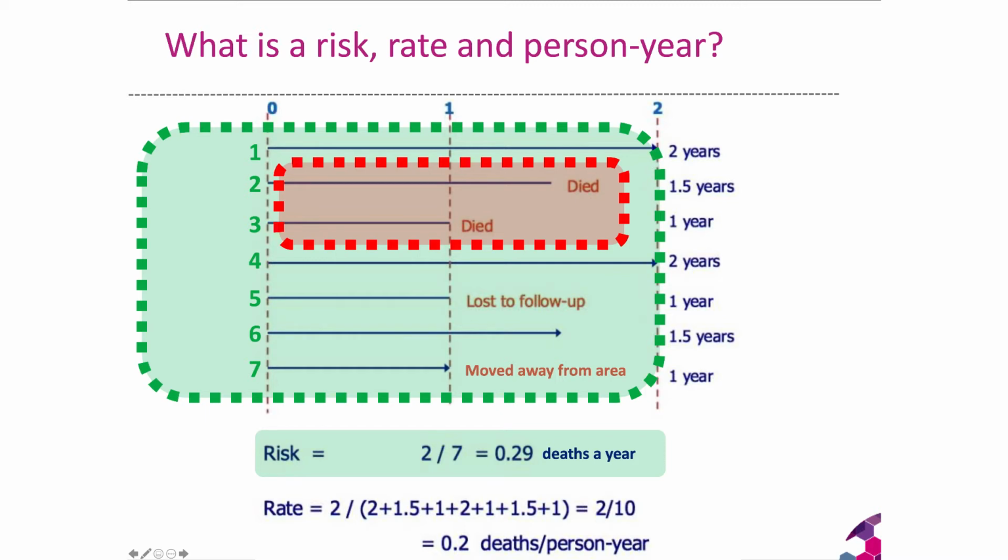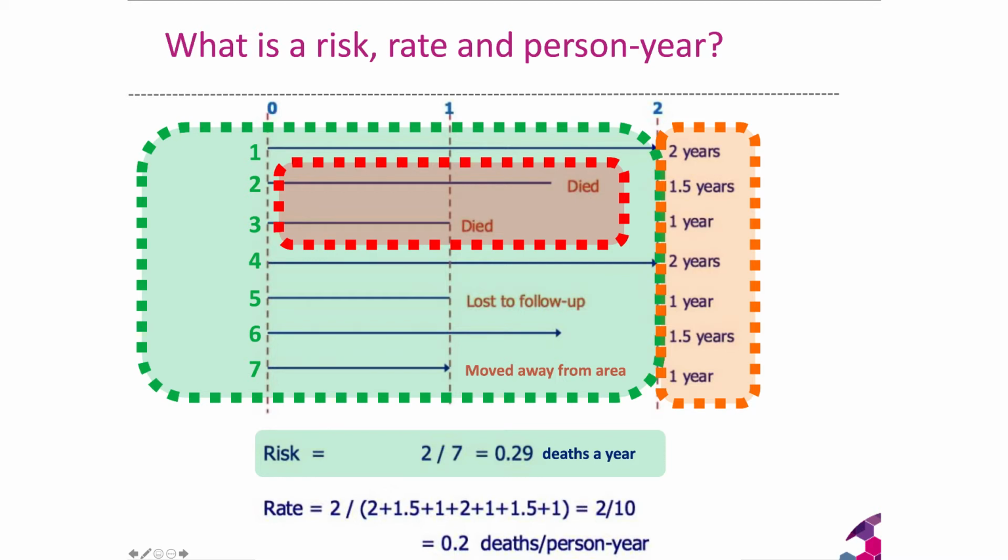So we can see here that 2 divided by 7 is not an accurate representation of their risk of exposure. So what's a more accurate way of looking at this? A more accurate way is to look at the number of years that the people have been exposed. The 7 people that we have in our study, how many years were they exposed to that risk?